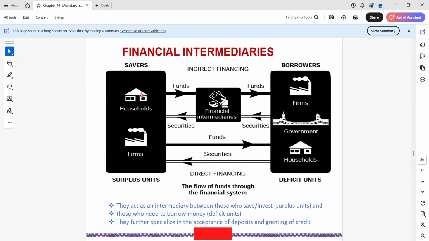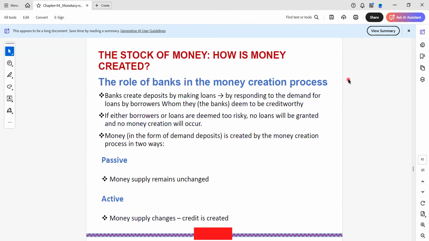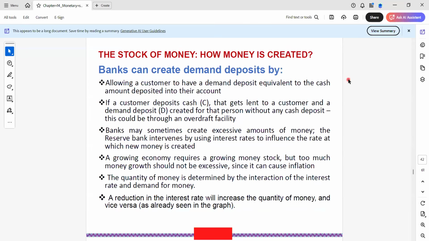If this person deposits 100 Rand with financial intermediaries, banks would have more money to do what? To lend out to what? To the borrowers, right? That's what they're saying. And then the stock of money, how money is created. They're going to be repeating the same thing, but let's just read.